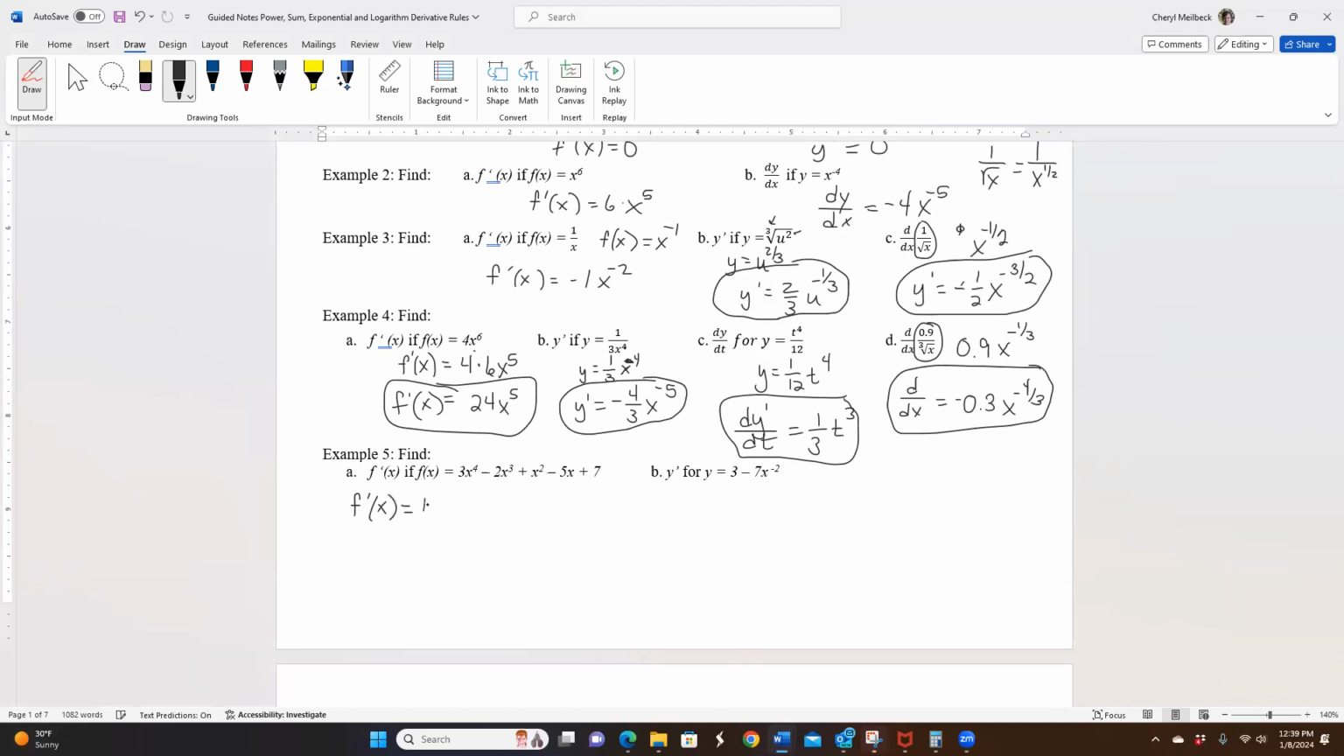And our derivative will be 12x to the third minus 6x squared plus 2x to the first minus 5, and the derivative of a constant 7 would be 0. So that part goes to 0, and that is our final answer. Let's look at B. Here we want to find the derivative for y equals 3 minus 7x to the negative 2. So we'll write y prime. The 3 will become a 0, and for negative 7x to the negative 2, we multiply our negative 2 times negative 7 and get a positive 14 x to the negative 3, because we're subtracting 1 from the exponent.